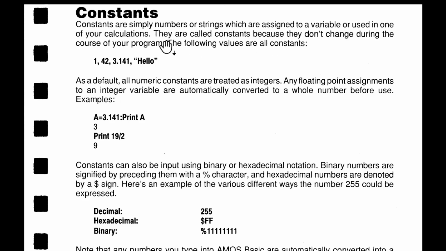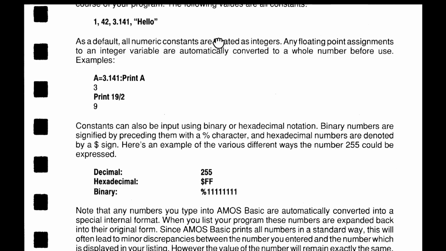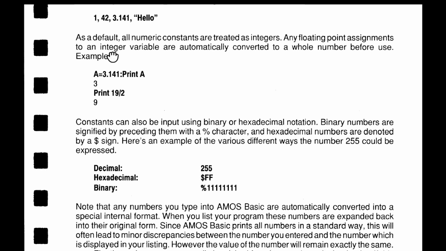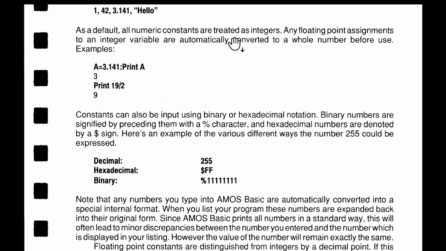Constants. Constants are simply numbers or strings which are assigned to a variable or used in one of your calculations. They are called constants because they don't change during the course of your program. The following values are all constants: 1, 42, 3.141, "hello". As a default, all numeric constants are treated as integers.